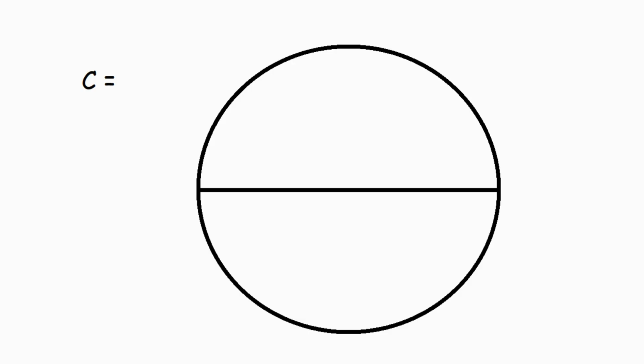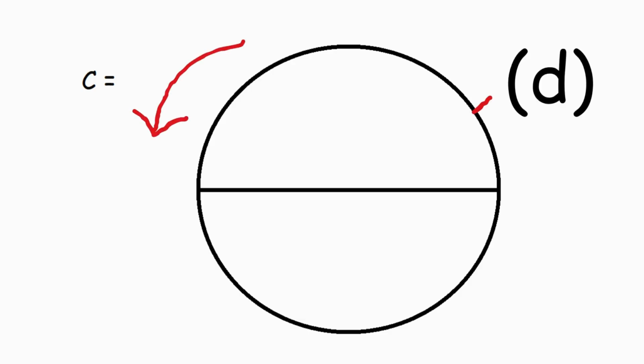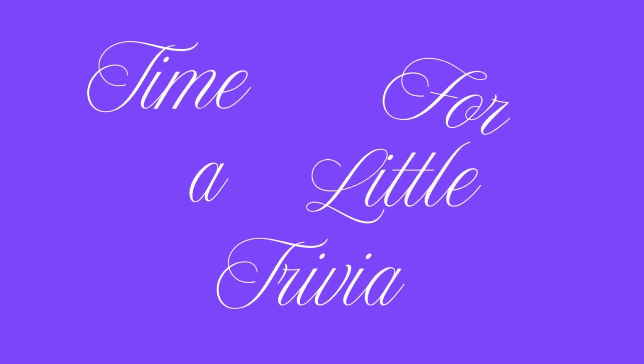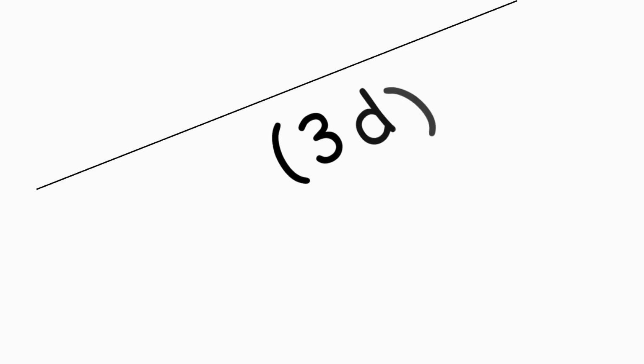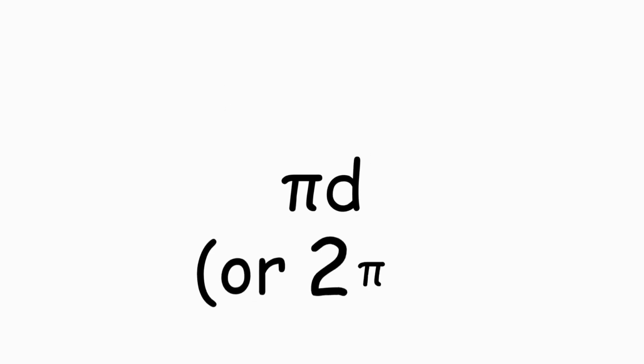Number 2, circumference. Circumference measures the distance around the circle. Time for a little trivia. Did you know that the circumference is defined from taking 3 copies of the diameter and 14% of the diameter length revolved around to make a circle? That's why the equation for circumference is pi times the diameter, or 2 pi r, which is mathematically official.